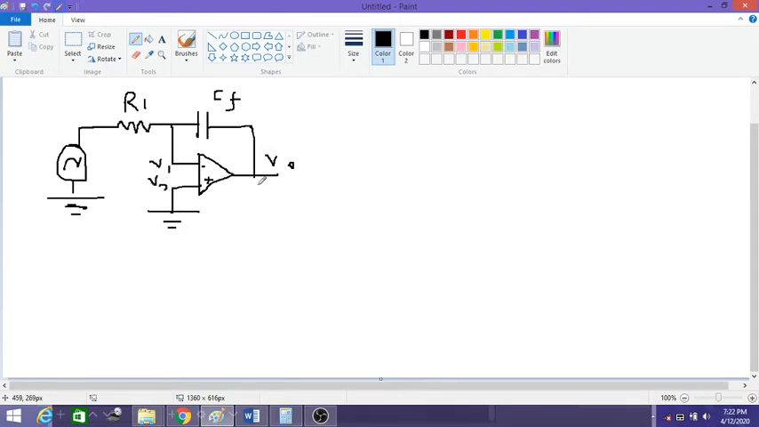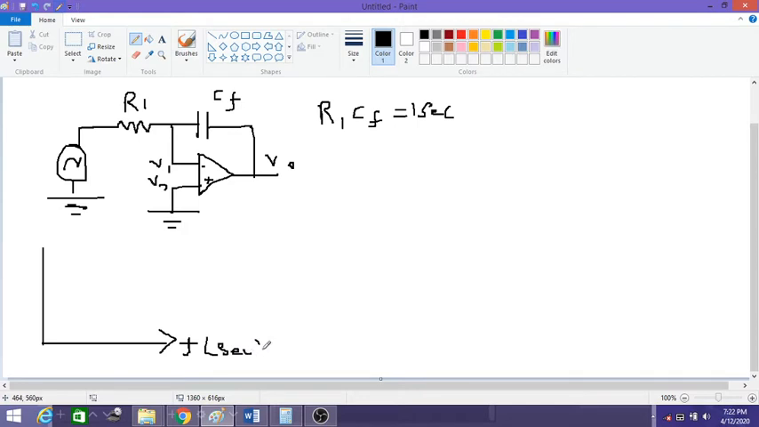Now the question is that we have to determine the output for the given input, and it has to be considered that initially the voltage across the capacitor is 0, and the time constant, that is decided by R1 into Cf, is equal to 1 second. So this is the time constant. Now the input waveform is given like this, where the x-axis is the time in seconds, and the y-axis is the magnitude, that is Vs.